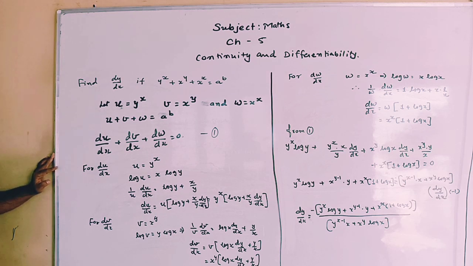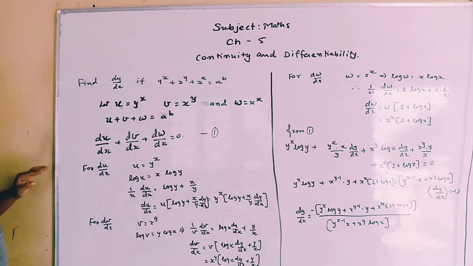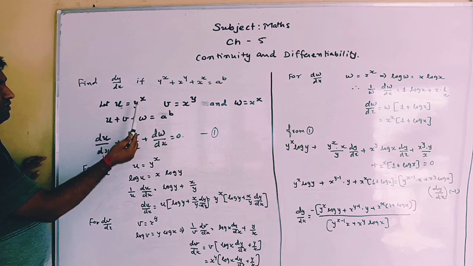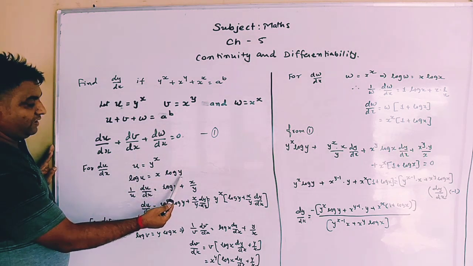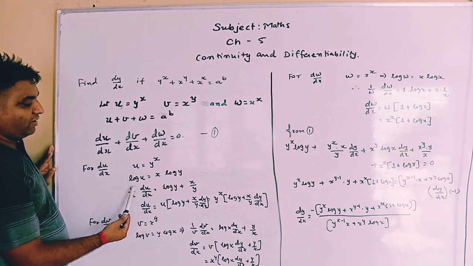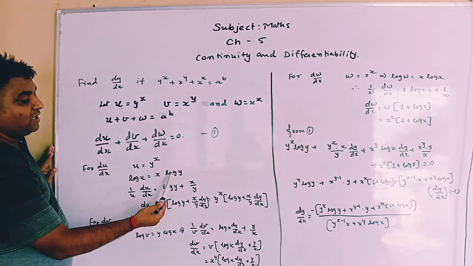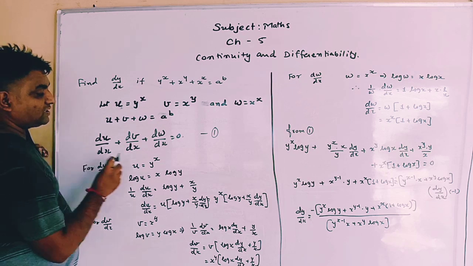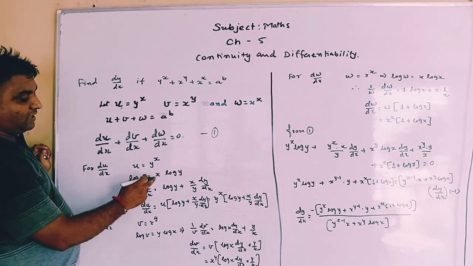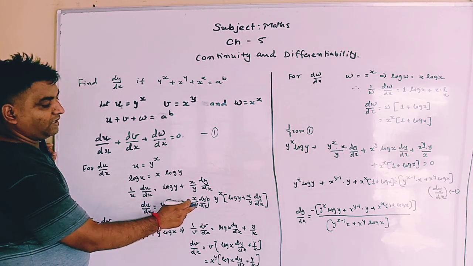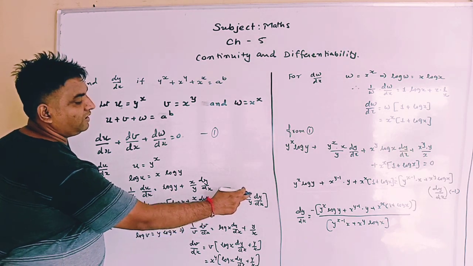Now we differentiate with respect to x, and du by dx plus dv by dx plus dw by dx equals 0. For du by dx, we have u equals y raised to x, so we apply the logarithm, and log u equals x log y. Differentiating, 1 by u du by dx equals, applying the product rule, 1 times log y as it is, plus x times the differentiation of log y, which is 1 upon y, and then dy by dx. Taking u to the other side, du by dx equals u times log y plus x by y dy by dx, which is y raised to x, log y plus x by y dy by dx.